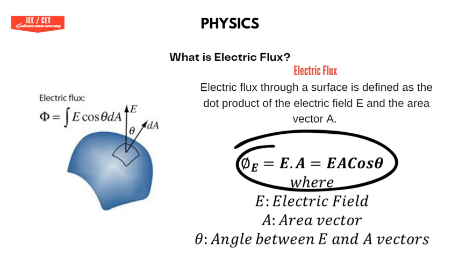In the diagram, a small surface is represented by dA vector normal to the surface. E is the electric field at the surface and theta is the angle between them. The angle theta indicates that electric field is not normal to the surface, it is inclined to the surface. EA cos theta is the total flux through the surface A.